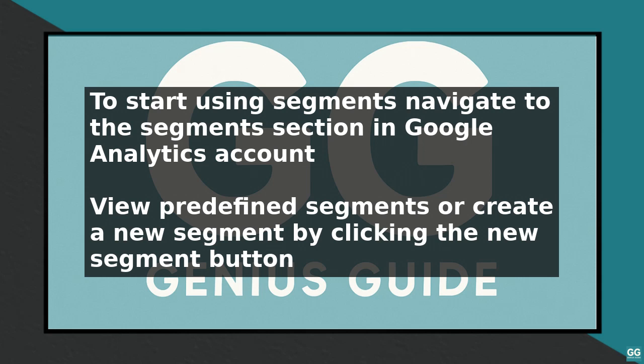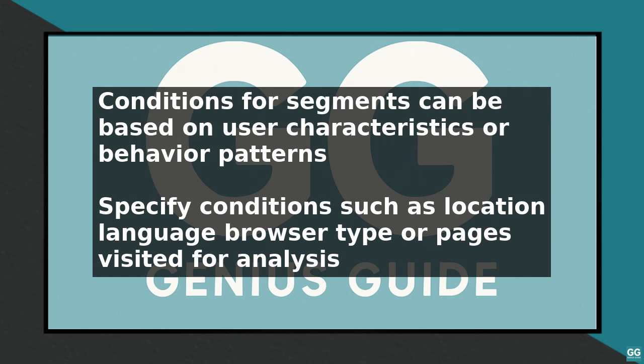When creating a segment, you can specify conditions based on user characteristics such as location, language, or browser type. You can also specify conditions based on behavior such as pages visited or goals completed. For example, you can create a segment to analyze the behavior of users who have purchased a product from your website.